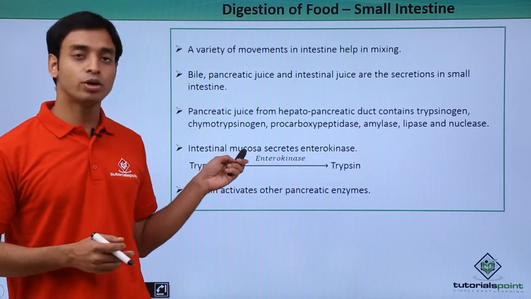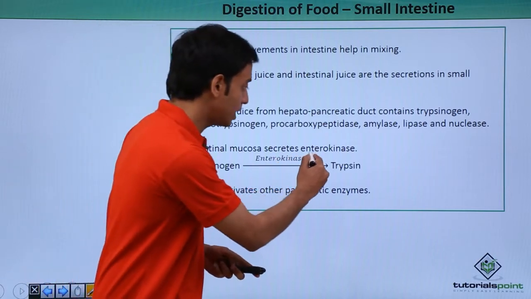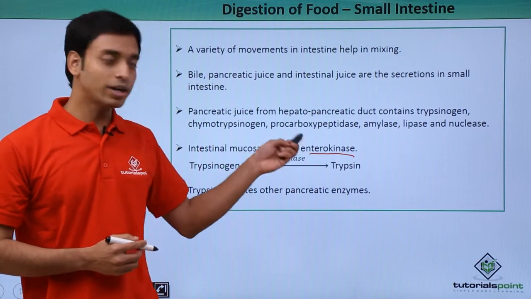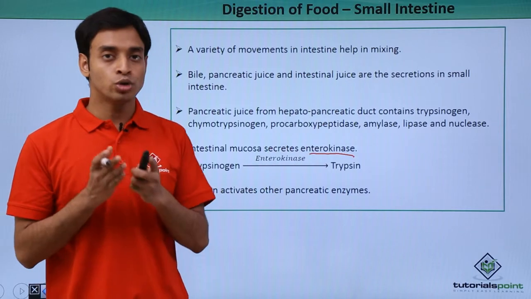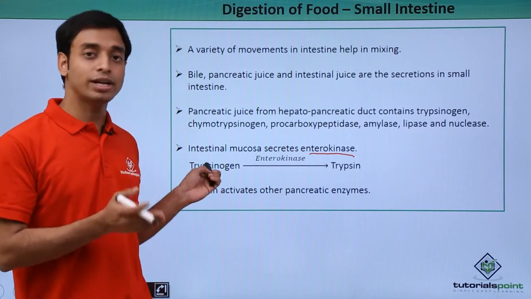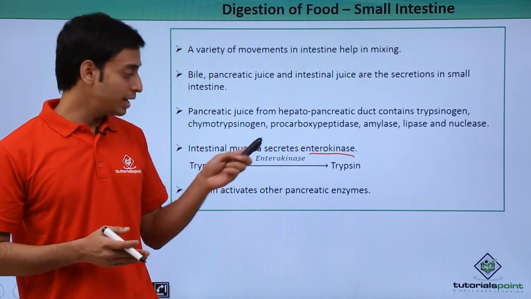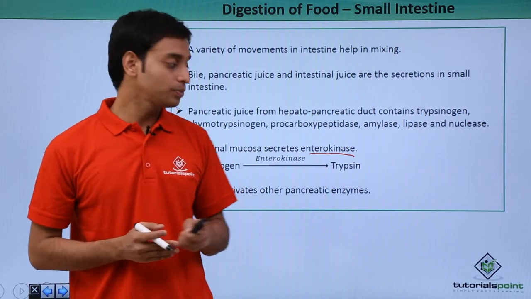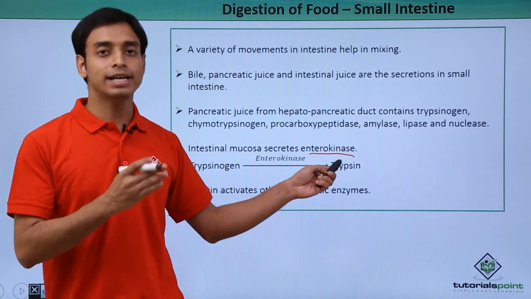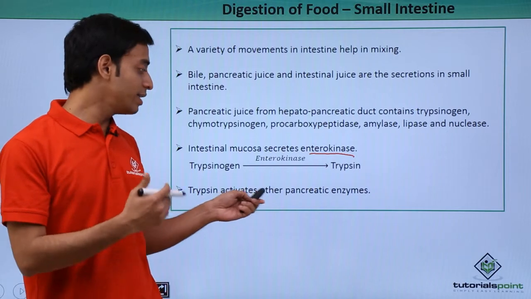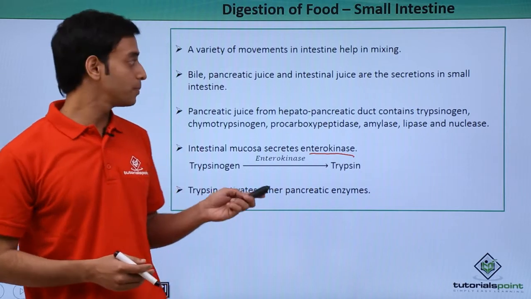Now the intestinal mucosa secretes an enzyme which is known as enterokinase. This enterokinase enzyme has the capability to transform the proenzyme, the inactive trypsinogen, into active trypsin enzyme. Now this trypsin enzyme has the capability to activate various other pancreatic enzymes.